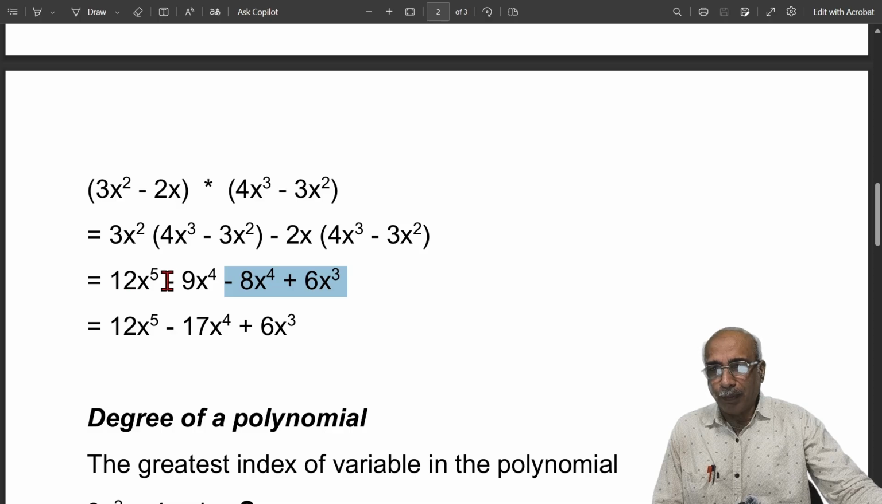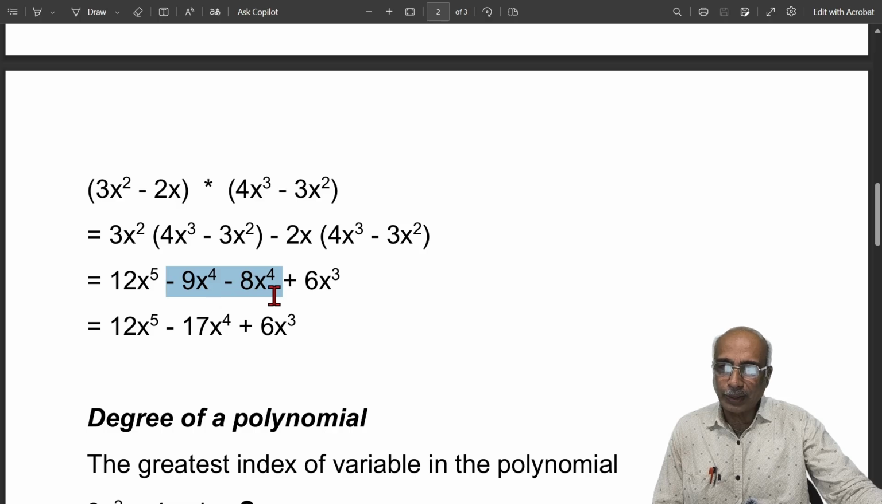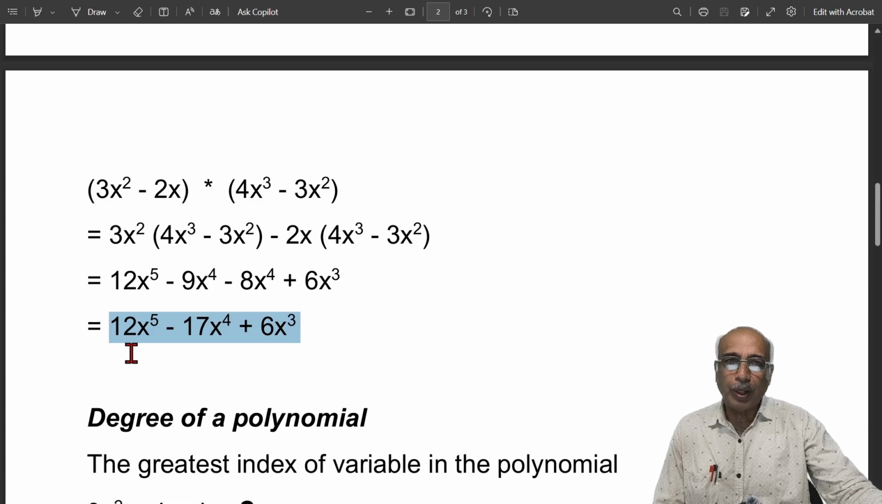Thus, when we simplify the middle terms here, you will get the first term like that only, 12x raised to power 5. Minus 9x raised to power 4, 8 into x raised to power 4 is minus 17x raised to power 4, plus 6x cube as it is. So the answer will be as given: 12x raised to power 5 minus 17x raised to power 4 plus 6x cube.